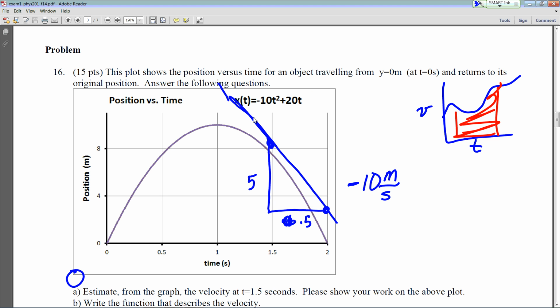Now I give you the function up here, x of t, and so my velocity is the derivative, dx dt. So that's going to be negative 20t plus 20 is my velocity.